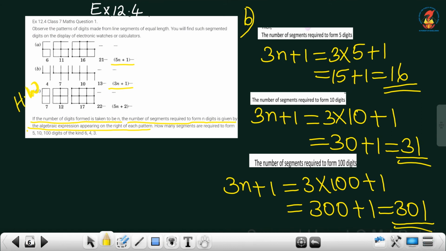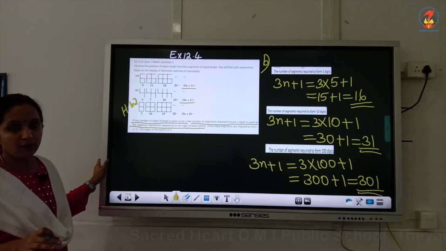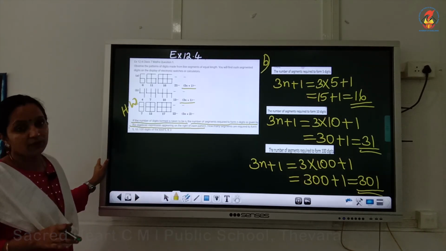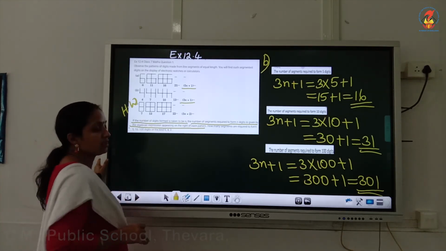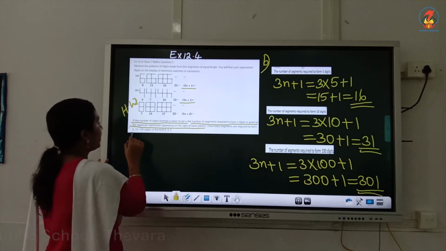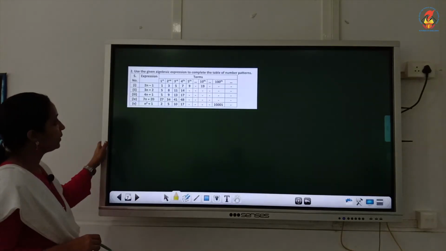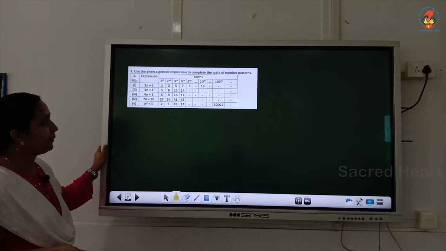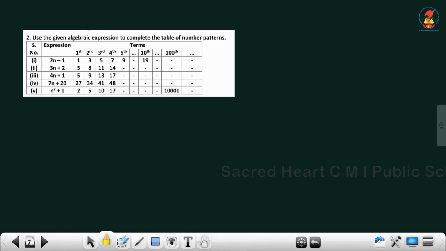So 5n plus 1 is the number of line segments required to form n digits of this pattern. 5n plus 2 means what? The number of line segments required to form n digits of this pattern. So find out the answer for 5, 10, 100 digits of the kind 3. Do this question as homework, and move to the second question. This is the last question of this particular lesson. The same way, an expression is given, the position is given, and we have to find the 100th term.